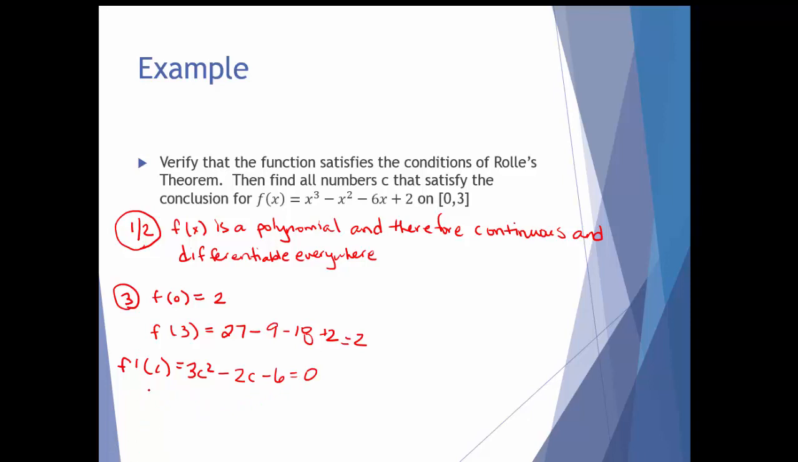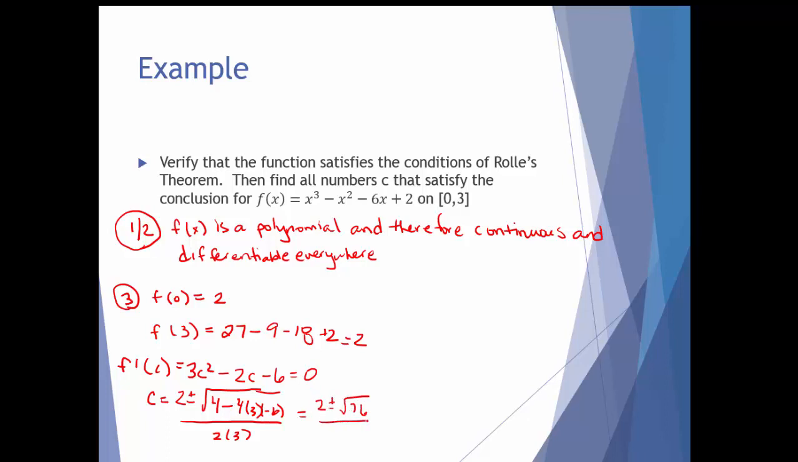So if it doesn't factor, we need to go ahead and use the quadratic formula. So that's c equals 2 plus or minus the square root of 4 minus 4 times 3 times negative 6, all over 2 times 3. So when we do the arithmetic on that, we'll have 2 plus or minus the square root of, let's see, 24 times 3. Actually, it'll be plus. It'll be 4 plus 72.